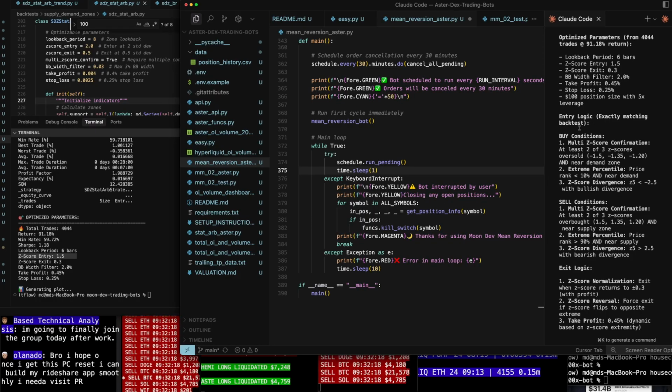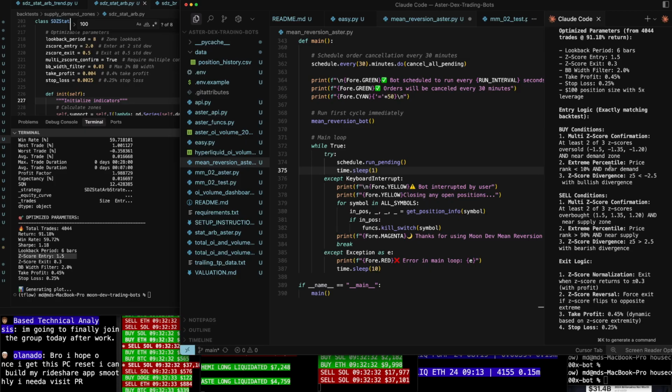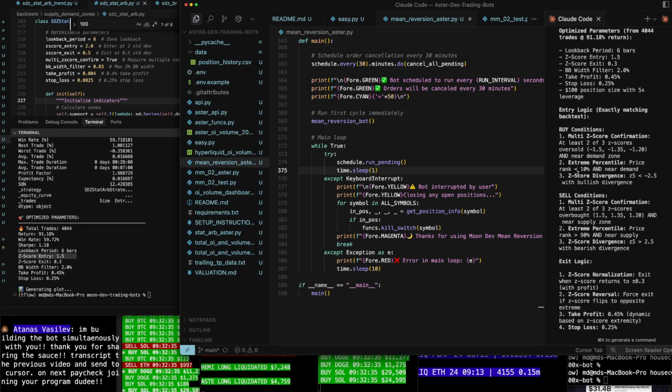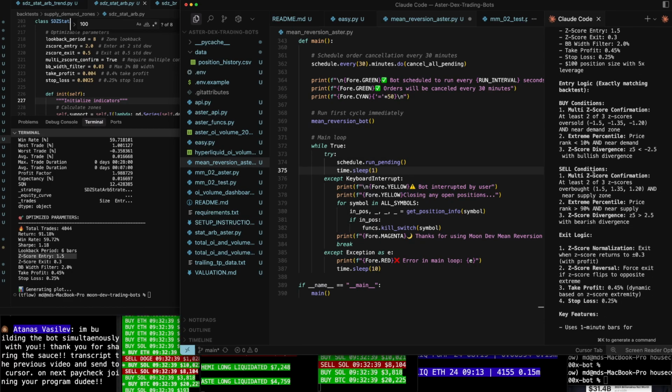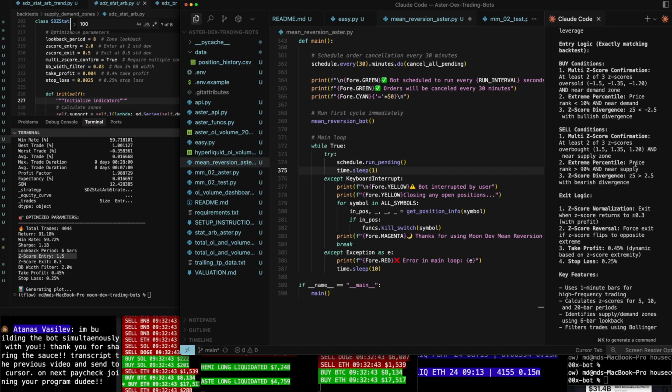Entry logic exactly matching the backtest. Buy conditions, multi Z-score confirmation. At least 2 of the 3 Z-scores oversold: negative 1.5, negative 1.35, negative 1.2. And near demand zone. Extreme percentile: price rank under 10% and near demand. Z-score divergence: Z5 is under negative 2.5 with bullish divergence.